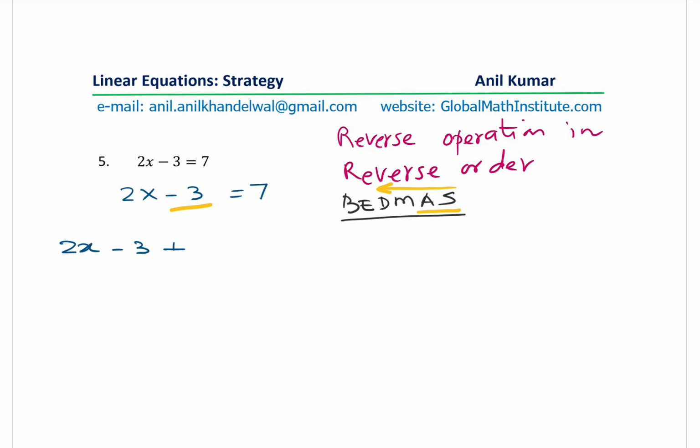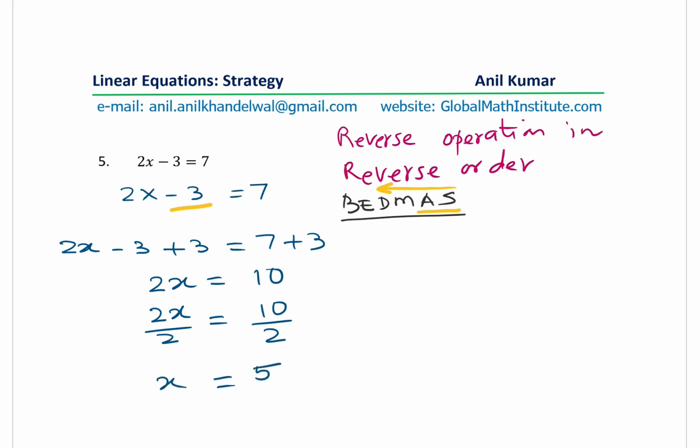We are going to add 3 on both the sides, which I'm now writing in a linear form, in a straight line. So what we get here is 2x is equal to 10. And now we can divide by 2 on both the sides. So we get 2x divided by 2 equals 10 divided by 2. So the x value is 5. So we have our answer, which is x is equal to 5.